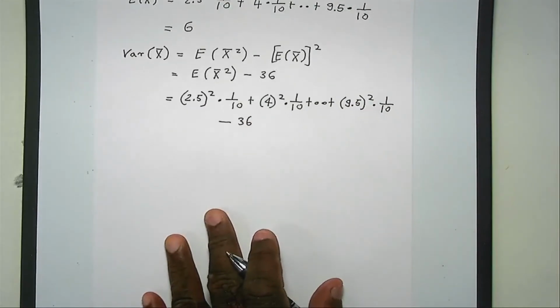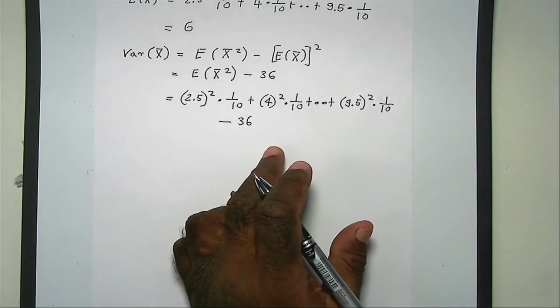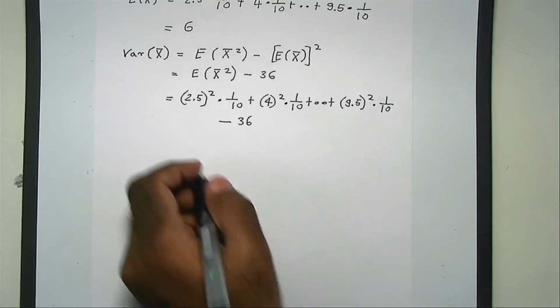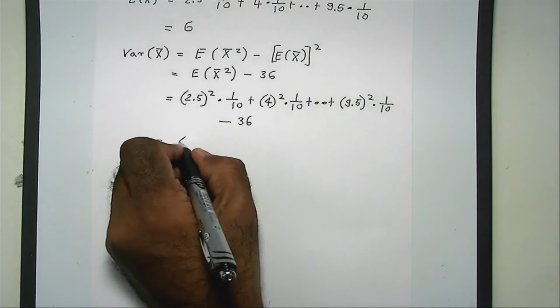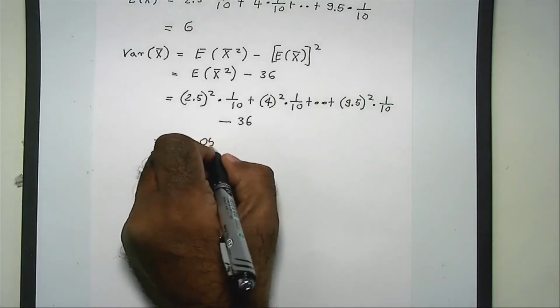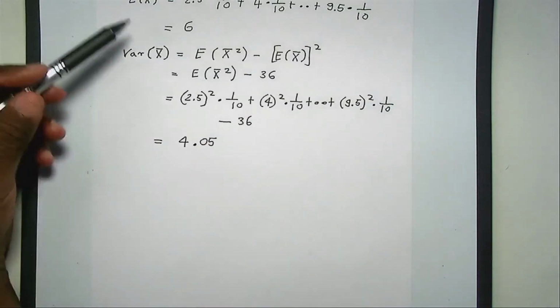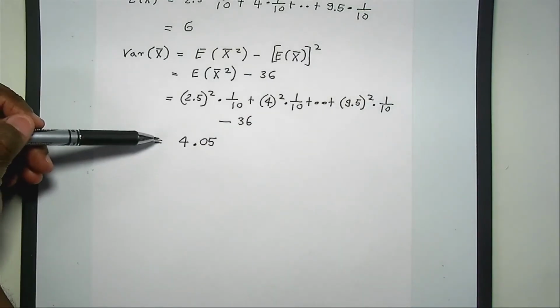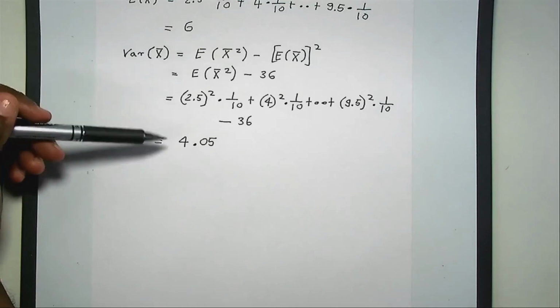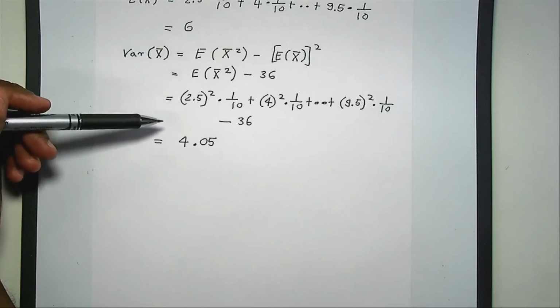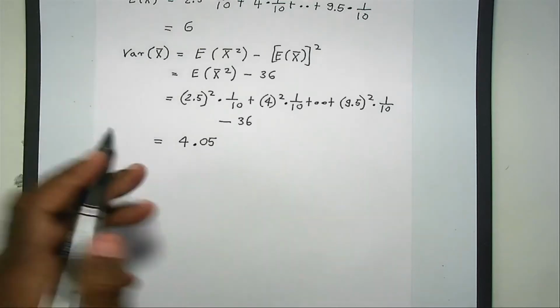Alright. Now you should do this math, and you will get 4.05. Okay, this is what you get, right? So now you should compare the value of the mean and the value of the variance with the corresponding values you got in question 3. The mean is the same, right?